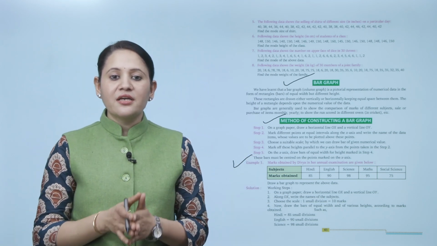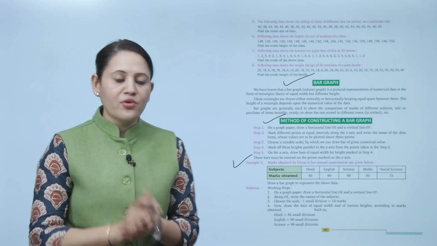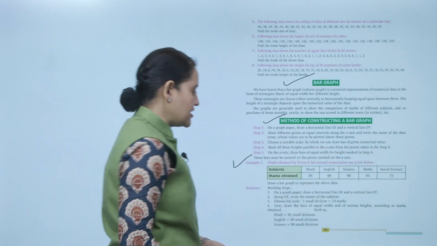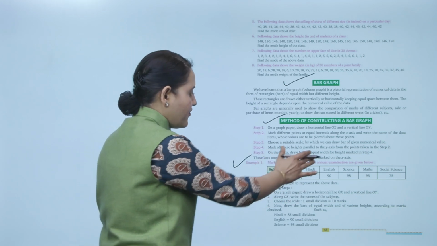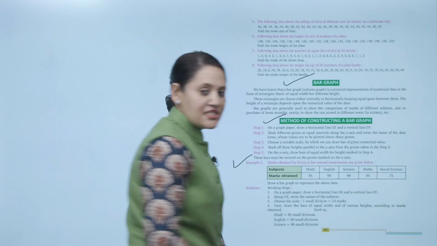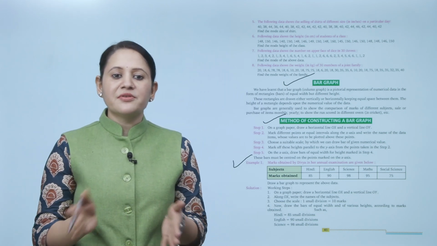Marks obtained by Divya in her annual examinations are given below. These are the subjects Hindi, English, Science, Maths and Social Science. And marks obtained: Hindi 85, English 90, Science 98, Maths 95 and Social Science 75 marks. Clear? Draw a bar graph to represent the above data.